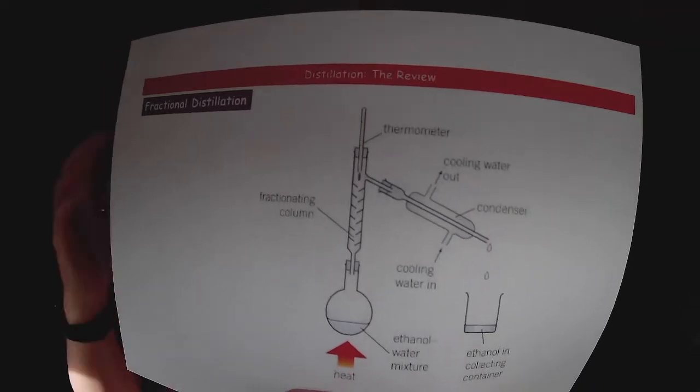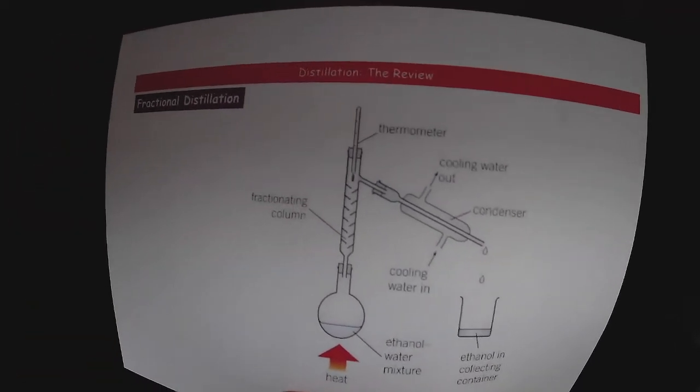Now, fractional distillation is something that we mention here in terms of we can separate out 2 liquids that have different boiling points. But what we also find is that you're going to see this coming up in more detail in the Unit 6 when we look at crude oil as well.